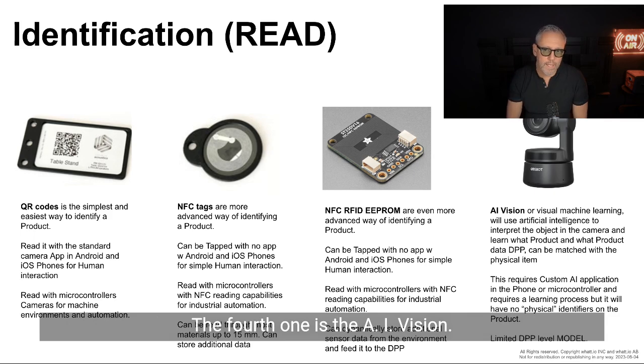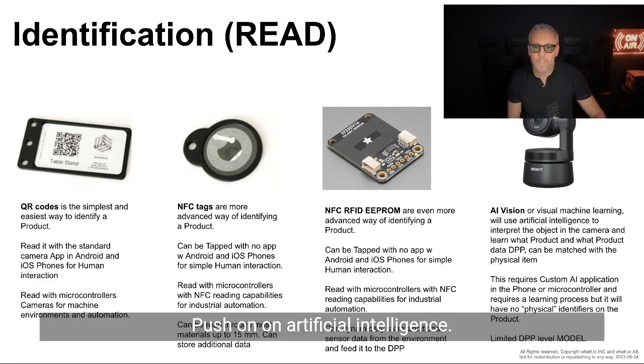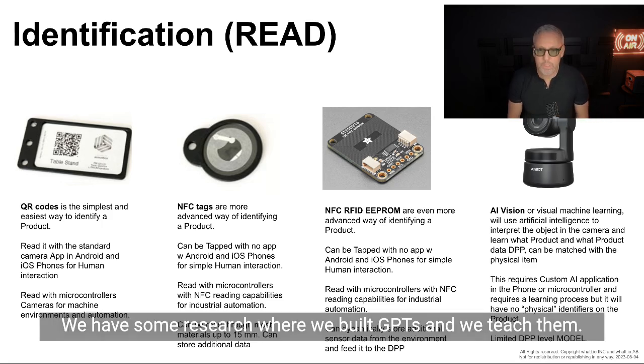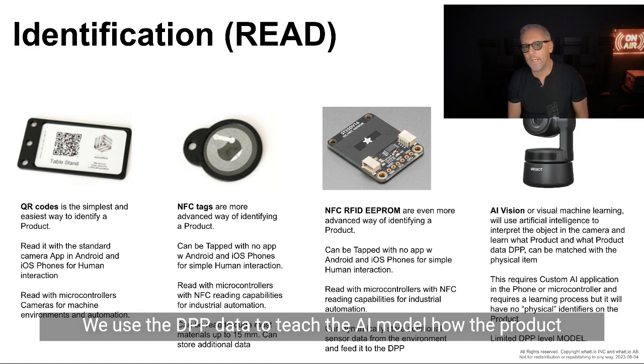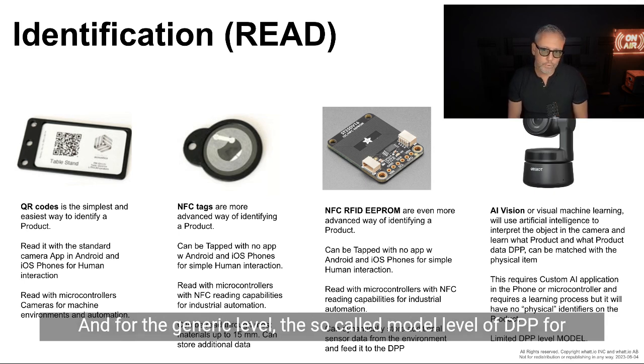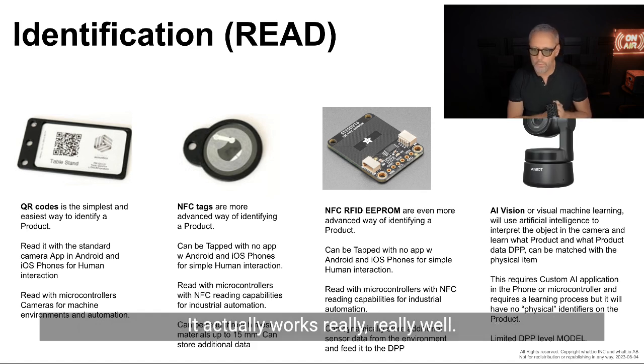The fourth one is the AI vision. This is, of course, with the big kind of push on artificial intelligence. We have some research where we built GPTs, and we teach them. We use the DPP data to teach the AI model how the product looked like and the data and where it can find the data. And for the generic level, the so-called model level of DPP for simple products, that's still kind of unique in shape and feel, it actually works really, really well.